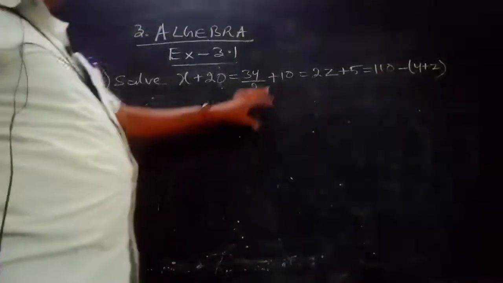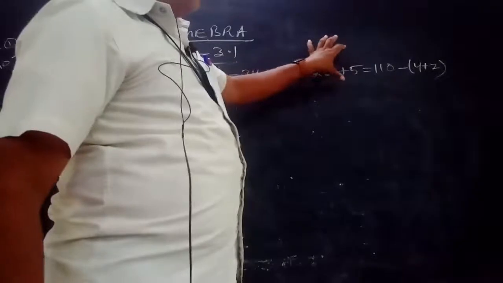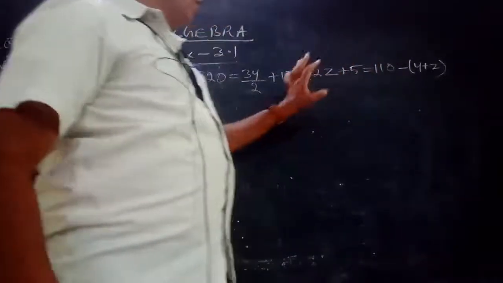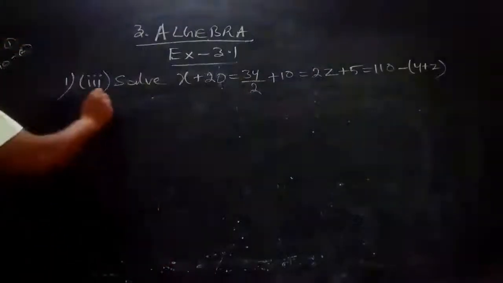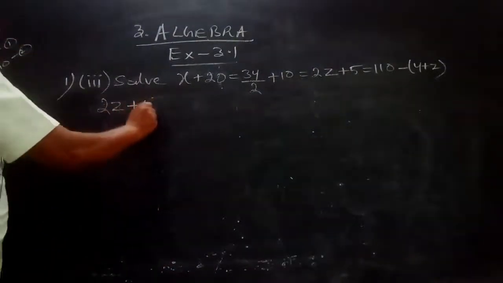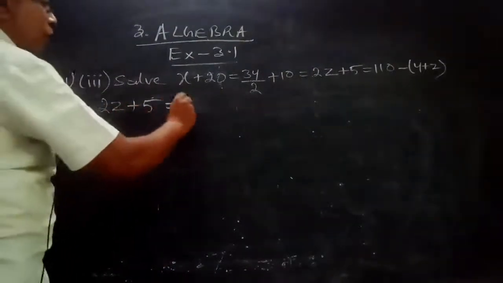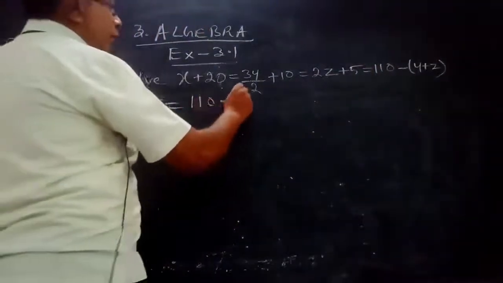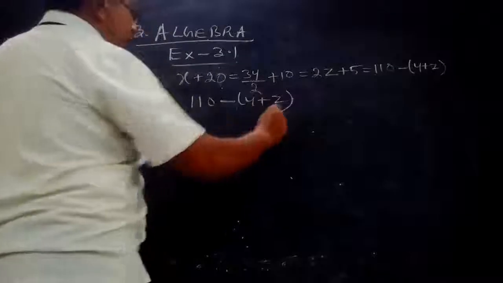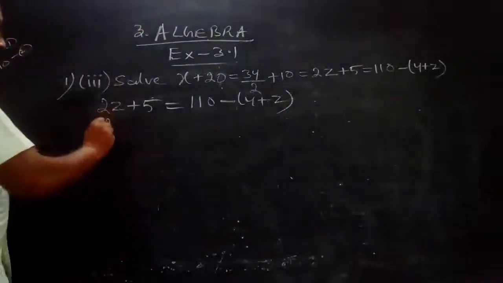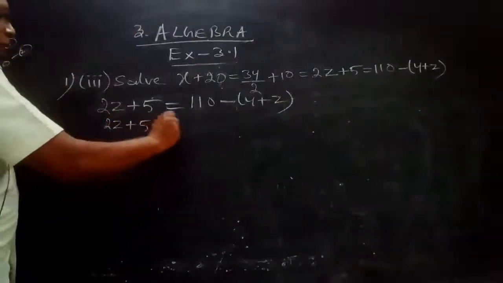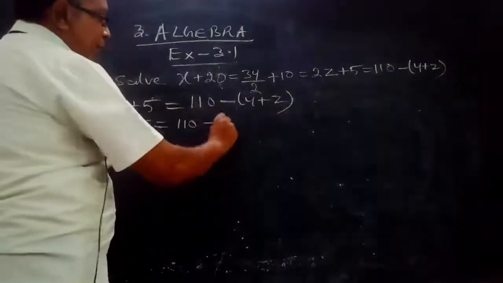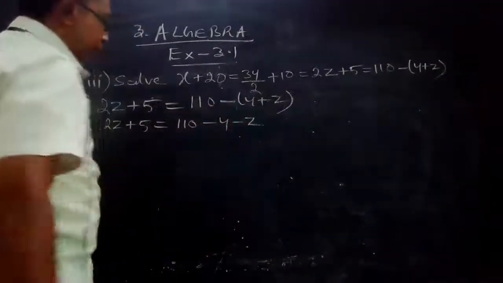Next, I take the third and fourth values and equate them. The third is 2z plus 5, and the fourth value is 110 minus y plus z. So 2z plus 5 equals 110, and I take the minus and multiply inside: minus y minus z.